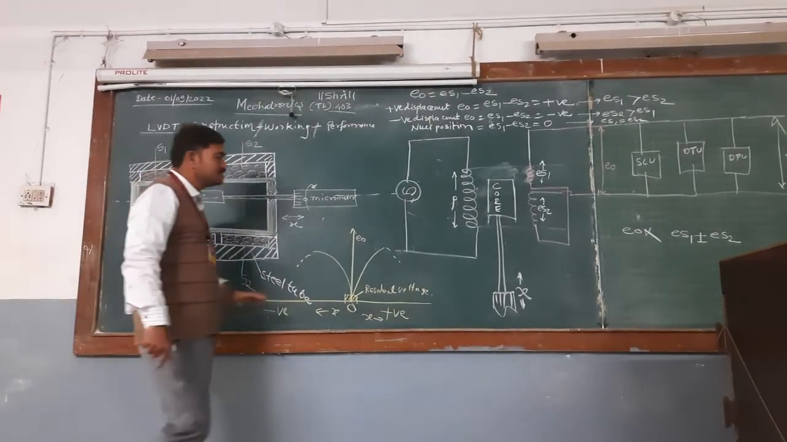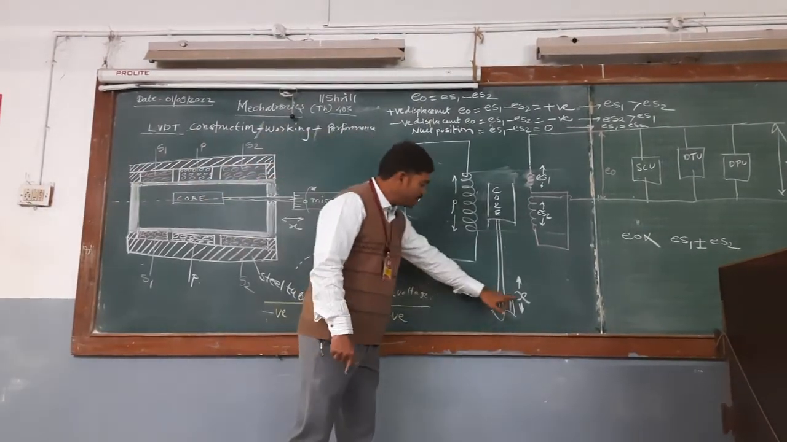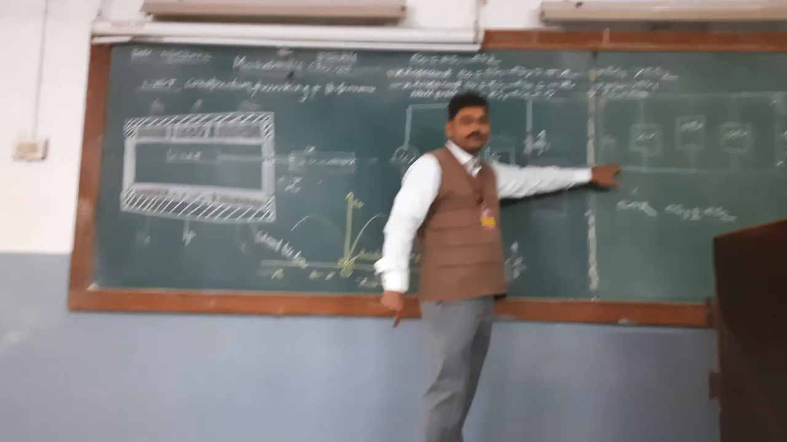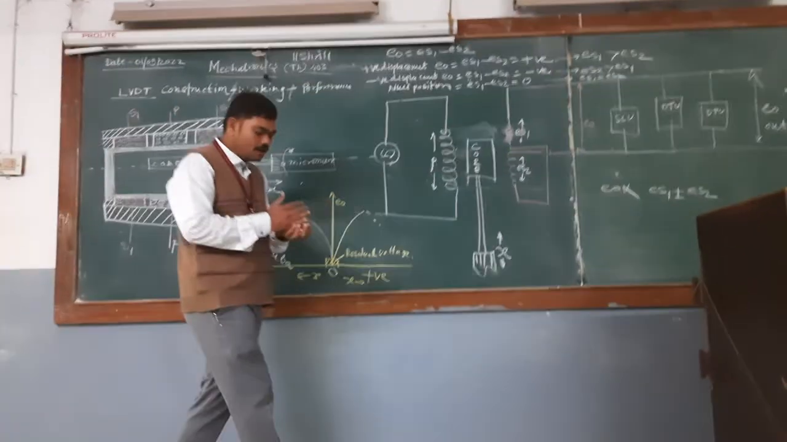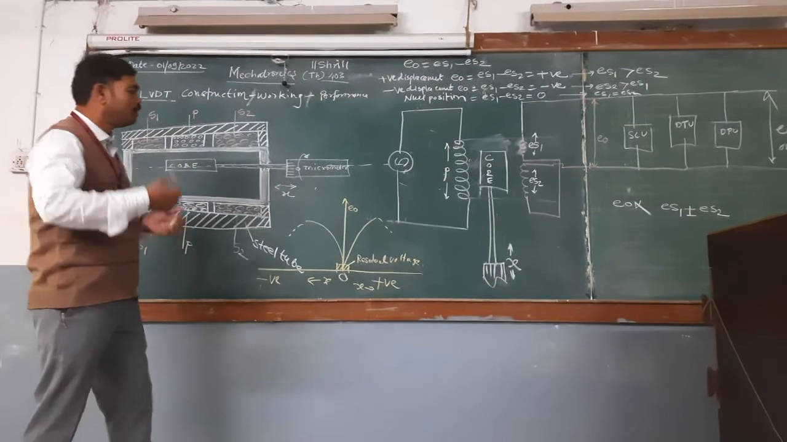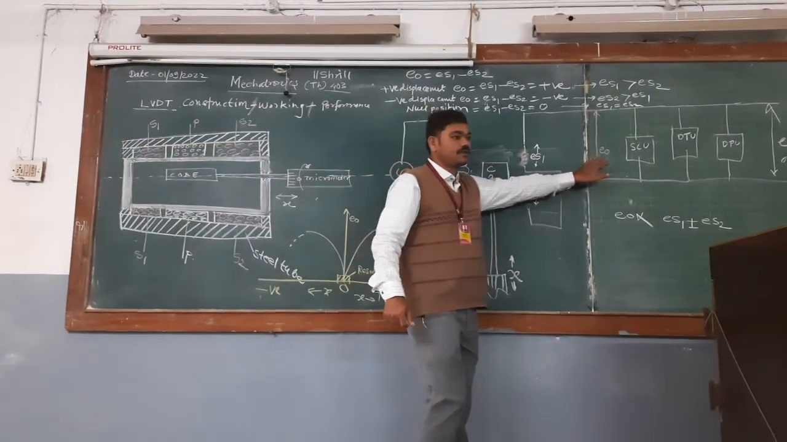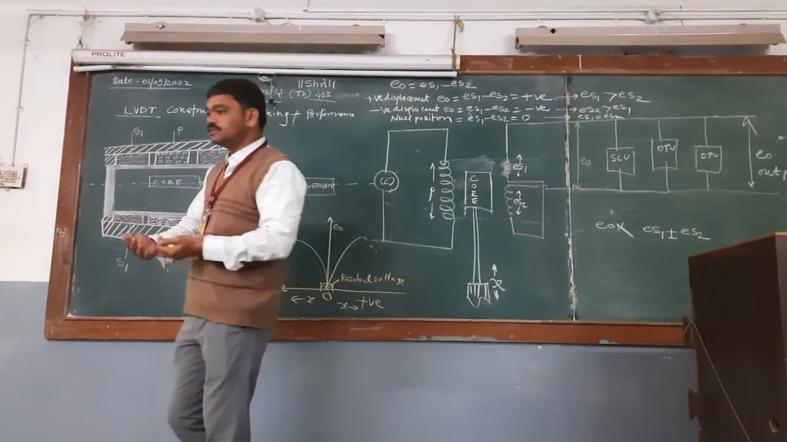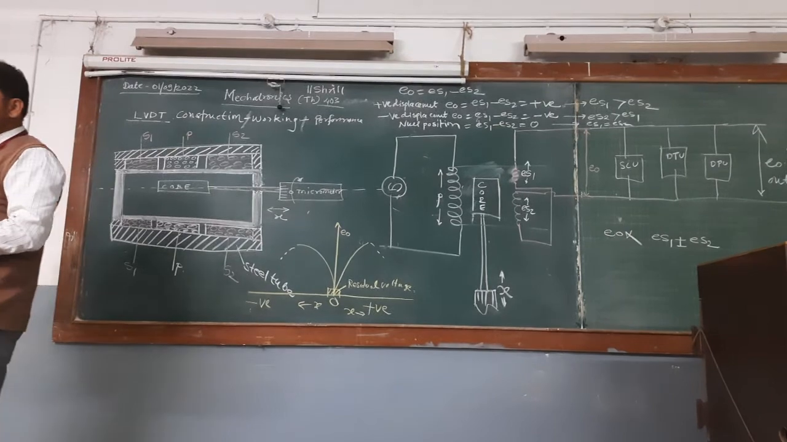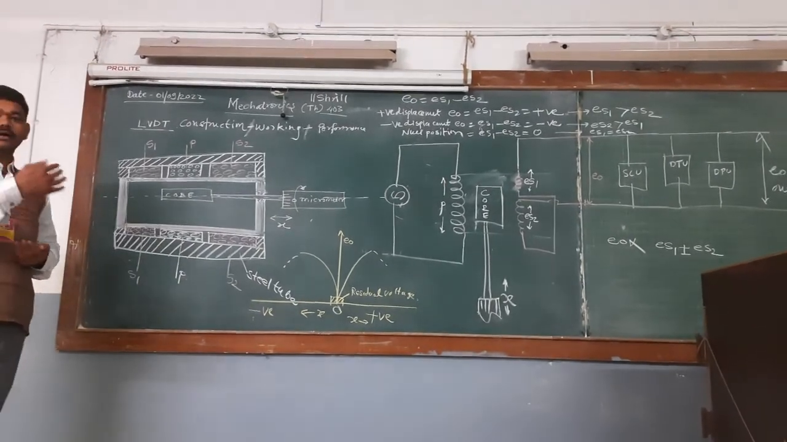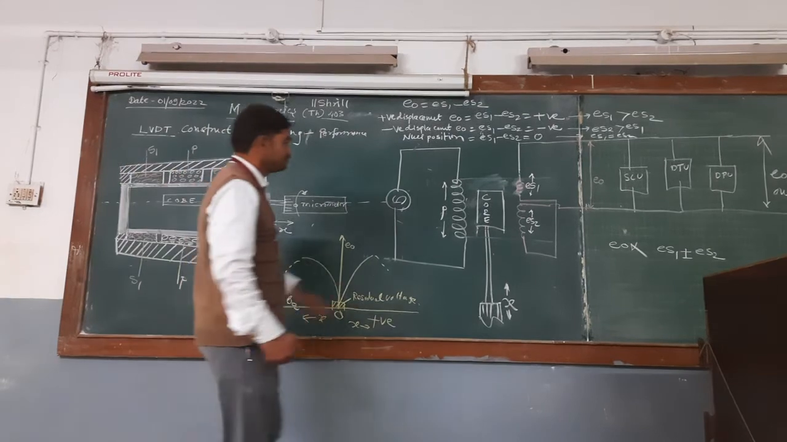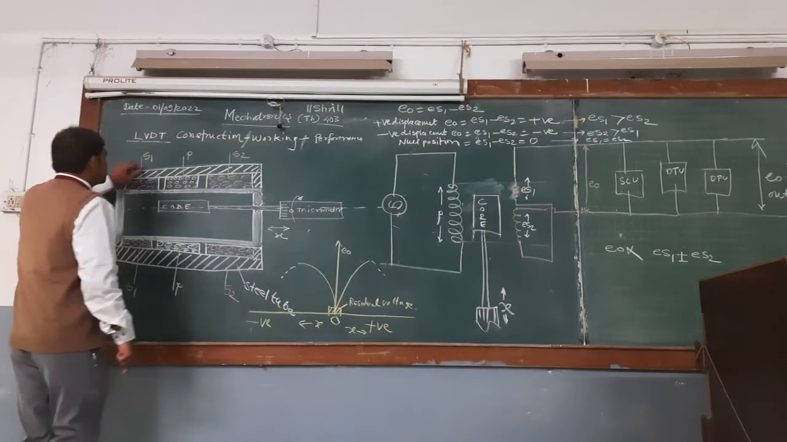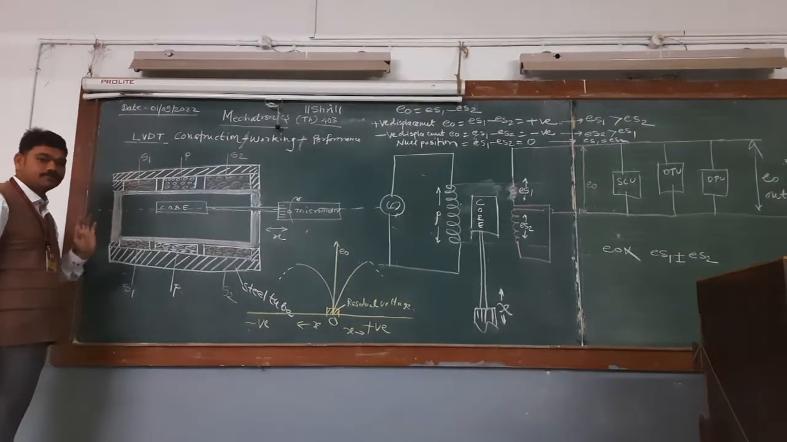It is a transducer in the sense that it converts one form of energy, that is displacement energy, into electrical form. One form of energy gets converted into another form, that is electrical energy. We know the definition of a transducer: a device which converts one form of energy into another form of energy. So it is clear that LVDT can be called a transformer or a transducer.